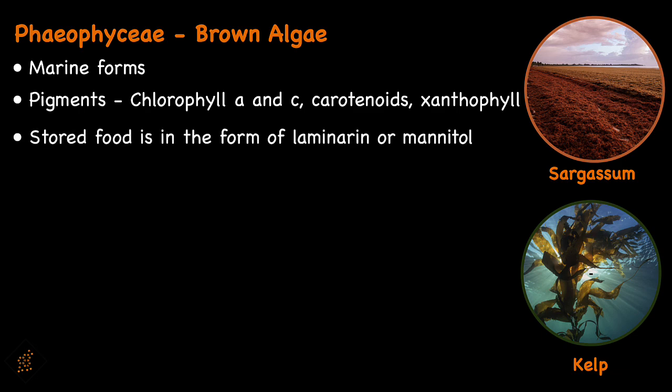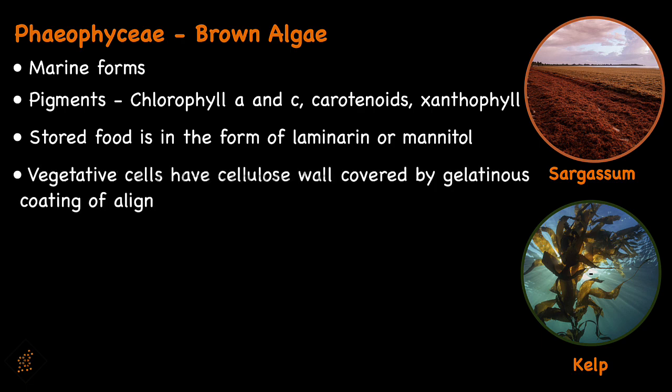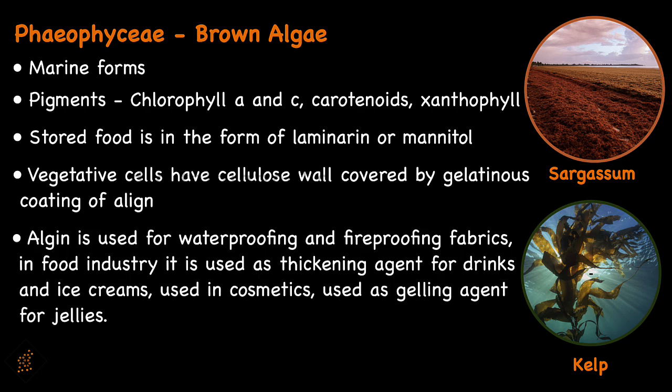We know that starch is stored in pyrenoids in Chlorophyceae, but in Phaeophyceae, food is stored as complex carbohydrates like laminarin or mannitol. Laminarin and mannitol are types of carbohydrates. Their vegetative cells, that means the cells other than the sex cells, have cellulose wall covered by a gelatinous coating of algin, which is a carbohydrate. That means their cells have a gelatinous coating that is known as algin. This algin is extracted from brown algae, has many uses.